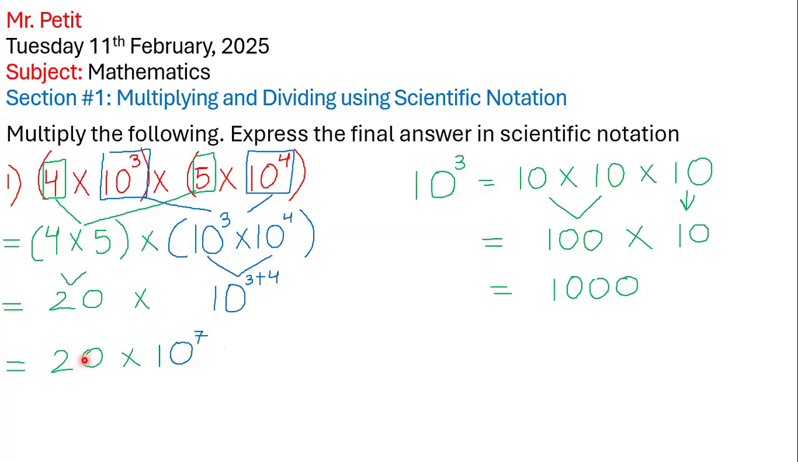Now, are we done? 20 times 10 to the 7. Are we finished? We should put it in scientific notation.